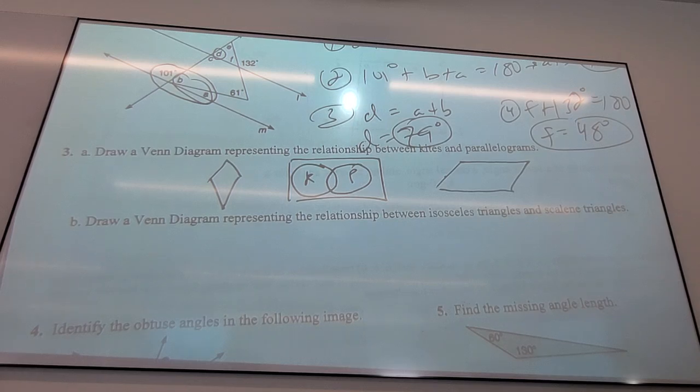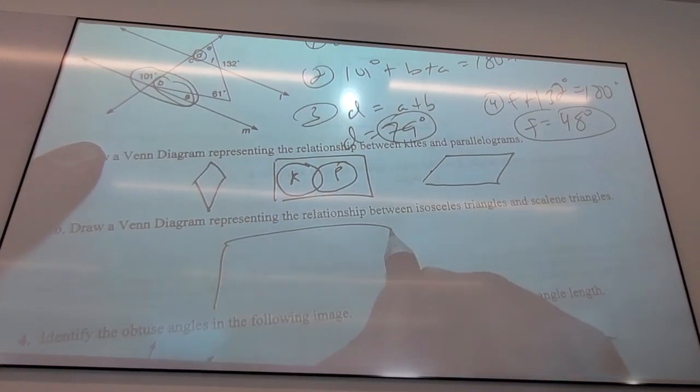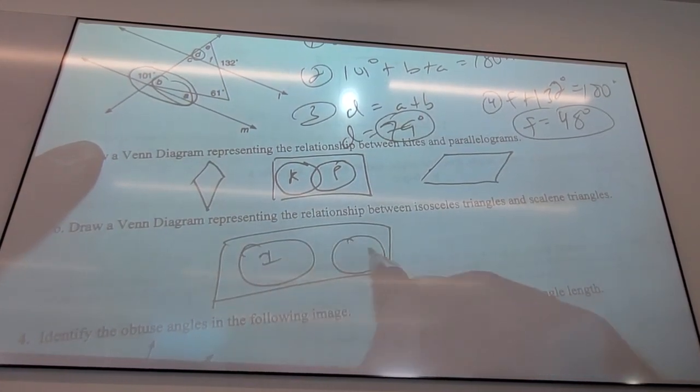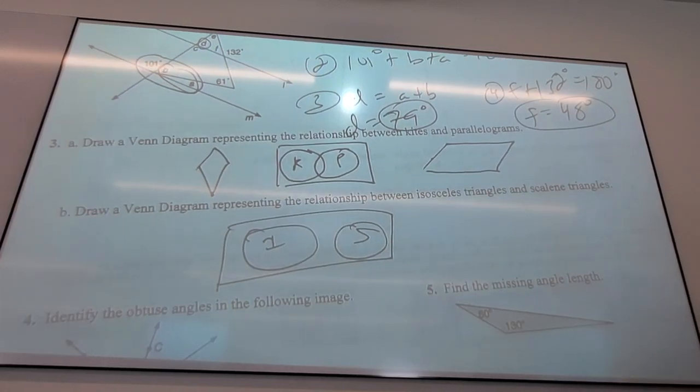By not touching, you mean like this? Like not overlapping, yes. So this one, isosceles, scalene. Got it.